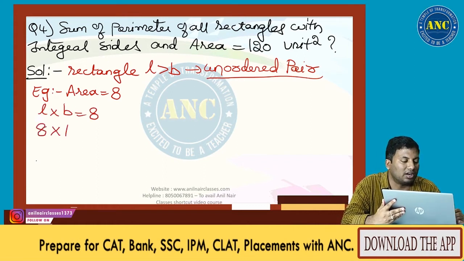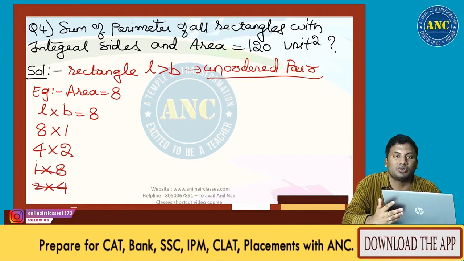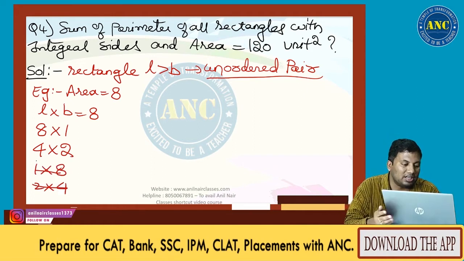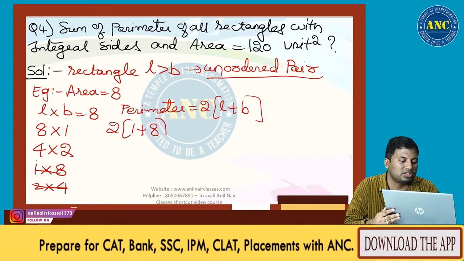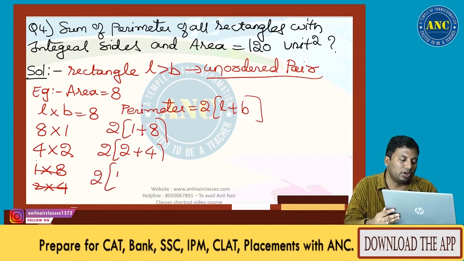So 8 into 1. Next is 4 into 2. 1 into 8 and 2 into 4, this case is not possible. I hope it is clear, right? What is the perimeter? Perimeter of a rectangle is given by 2 into (L plus B). So it is 2 into (1 plus 8), and 2 into (2 plus 4). He is asking the sum. Sum is nothing but 2 into (1 plus 2 plus 4 plus 8).